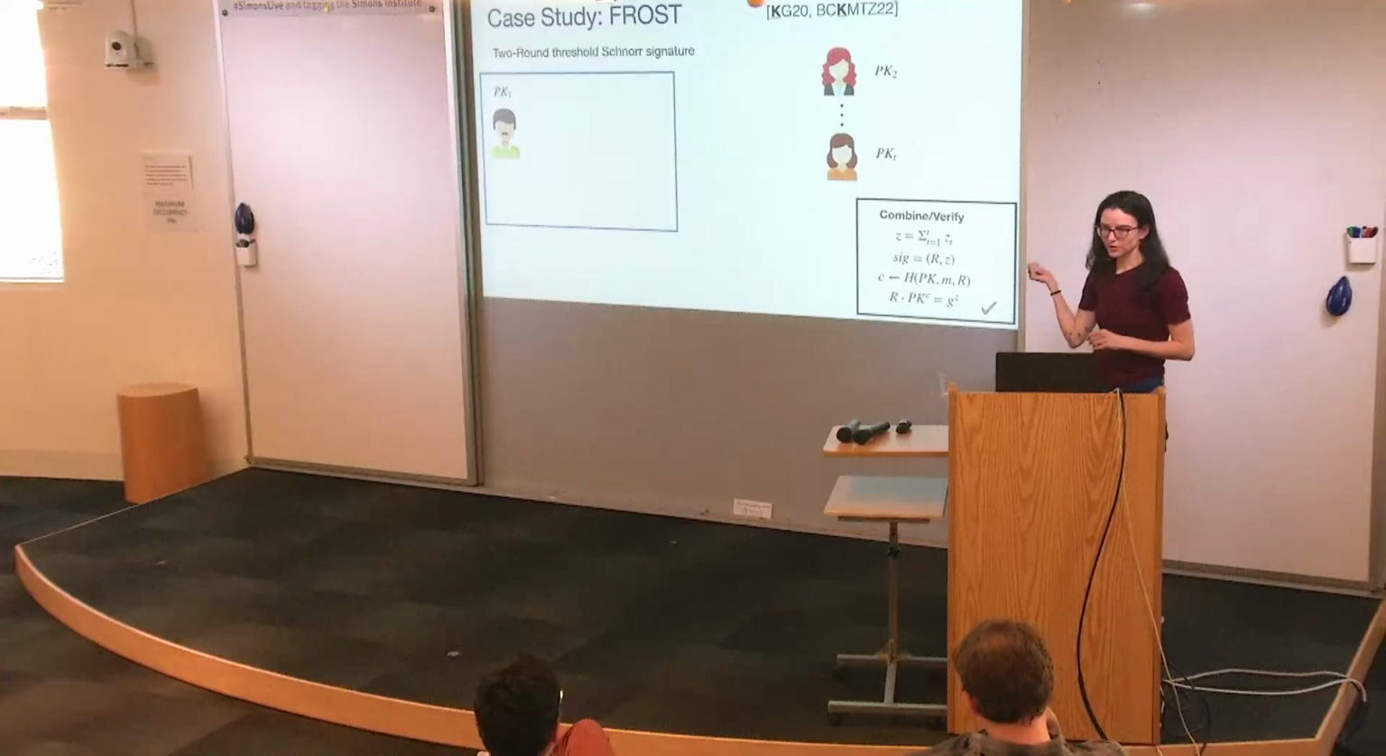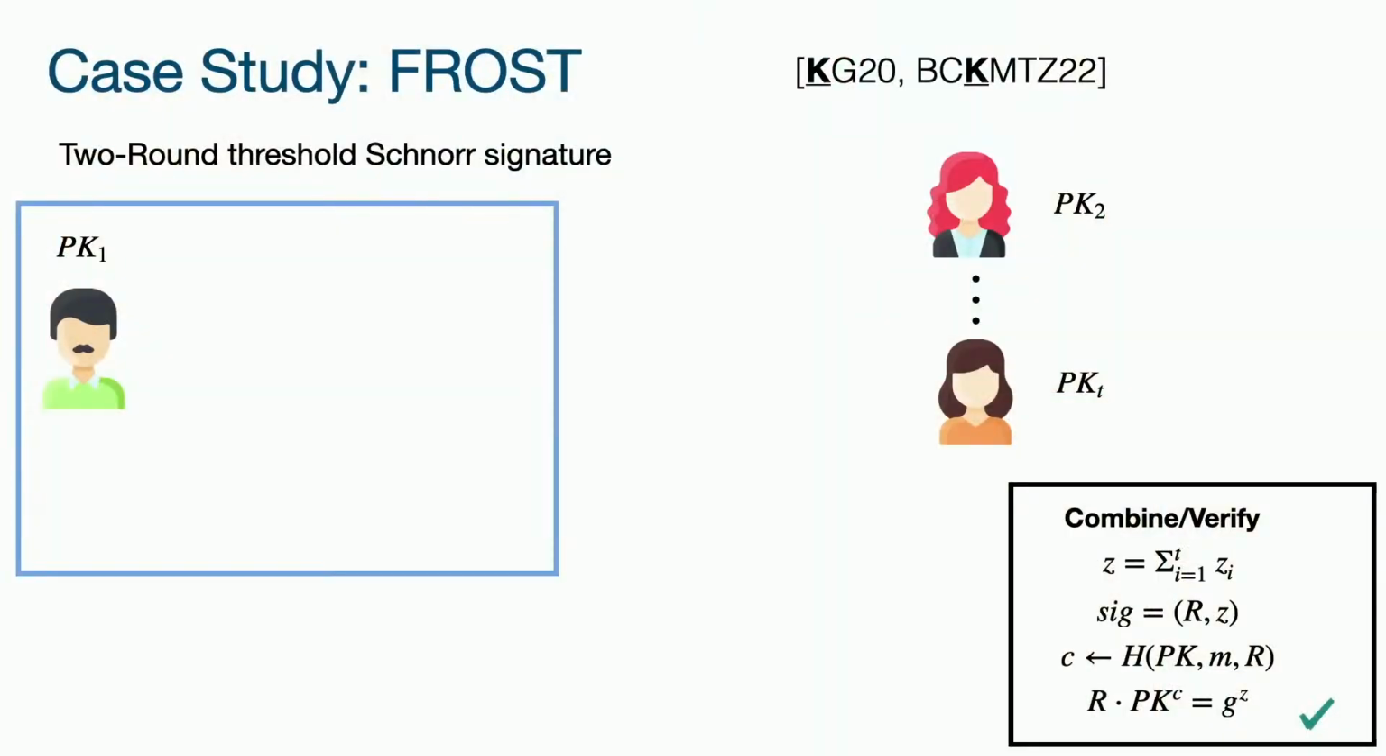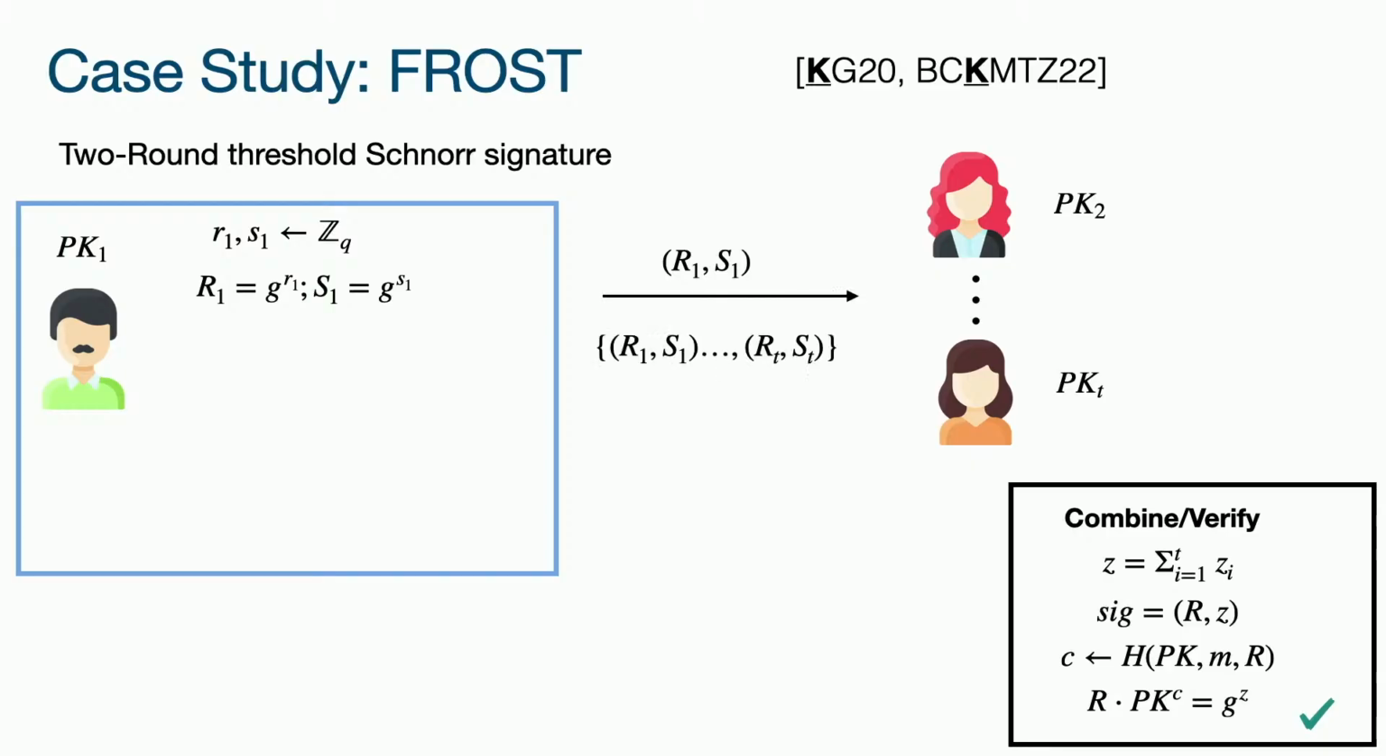Okay, so I want to give you a case study that shows this kind of separation between static and adaptive. For this case study, I'm going to highlight a scheme called Frost that I'm a co-author of, but that many other people have also studied the security of. Frost is a two-round threshold Schnorr signature. The way the protocol works is that parties choose two nonces at random, generate two commitments to those nonces, send those commitments to all the other parties, and receive commitments back from all the parties. So this is the first round.